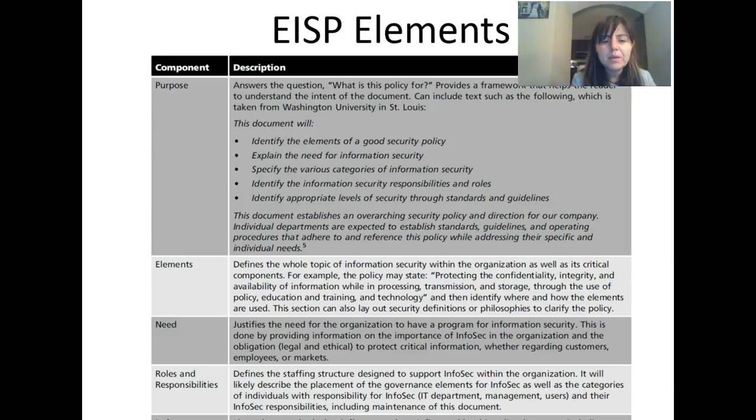Let's look at the example here. Basically, in the document, it needs to show the purpose, what the policy is for. It needs to have some of the elements as we just mentioned. They basically define the whole topic of information security within the organization. It should look at the policies that it states about protecting confidentiality and integrity. Also some sections on education and training. Also, another component is the need.